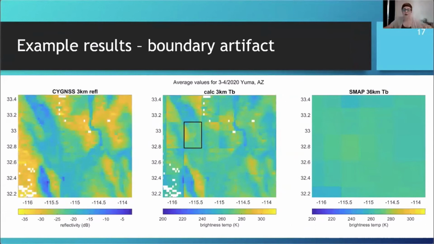While we're looking at this figure, I want to bring your attention to an issue we will need to resolve while finalizing our algorithm. I've outlined one 36-kilometer SMAP grid cell in black on the 3-kilometer brightness temperature map, but you can probably see more of the SMAP grids as there is a distinct boundary artifact where the brightness temperature values abruptly change at the SMAP grid boundaries. As with our India example, we used a single slope value to calculate these 3-kilometer brightness temperatures, and we hope that incorporating spatially varying slopes will reduce the boundary artifact. But if it remains, we will need to consider other options in order to reduce the boundary artifact in the final product.